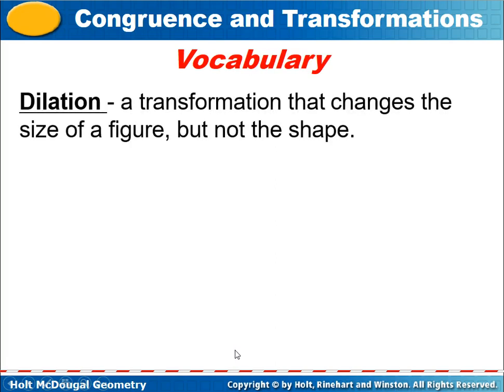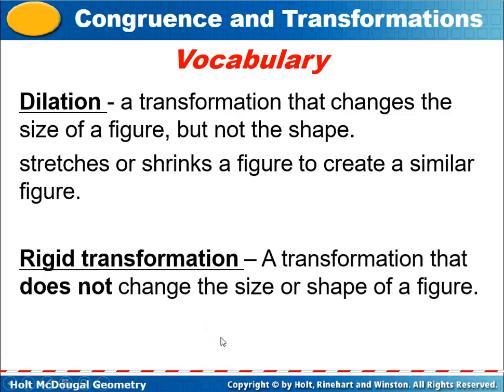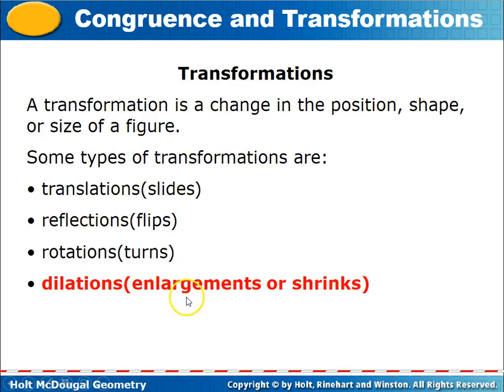So our vocab. First word is a dilation. It's a transformation that changes the size of a figure but not the shape, and this is when we stretch or shrink a figure to create a similar figure. The other word that we have on here is a rigid transformation. It's a transformation that does not change the size or shape of a figure, and we called this an isometry last unit. So let's talk about what kinds of different transformations there are.